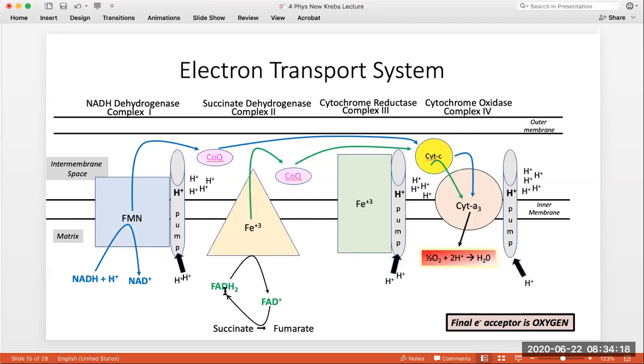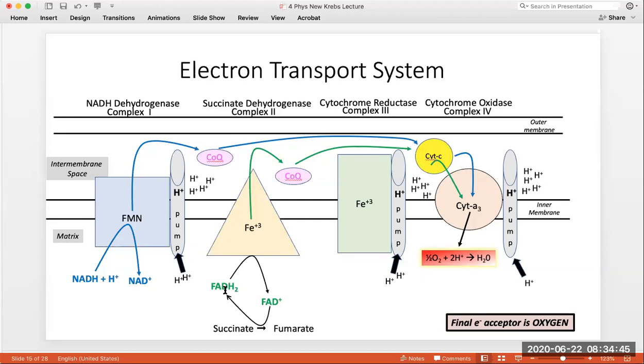Now, if the electrons are getting donated to this system by FADH2, remember these electrons that were used to reduce FAD to FADH2 were pulled off of succinate. So this enzyme here is succinate dehydrogenase. It's going to pull the hydrogen ions from succinate and transfer them to FAD to reduce it to FADH2.